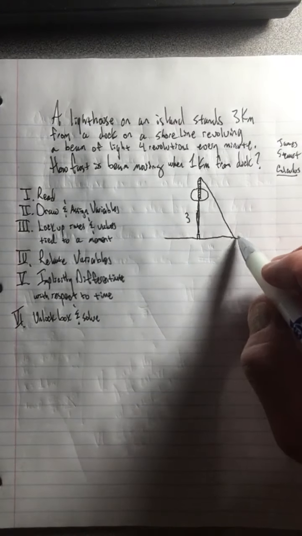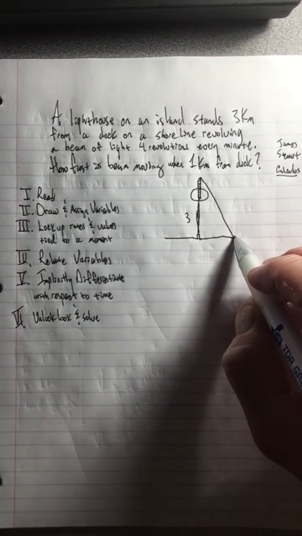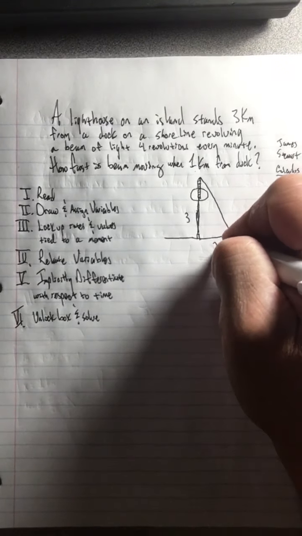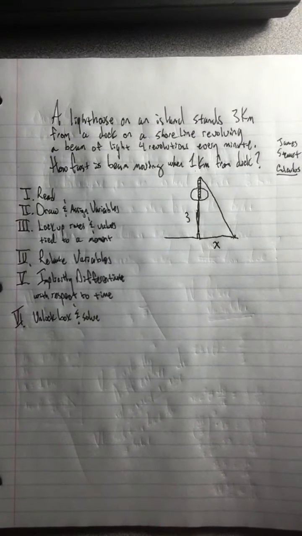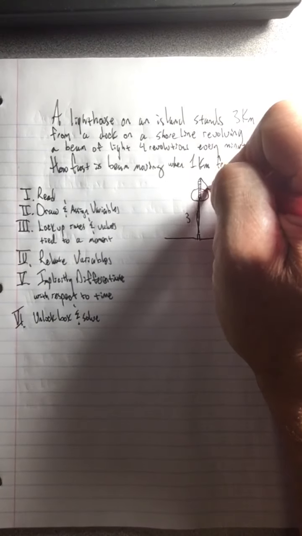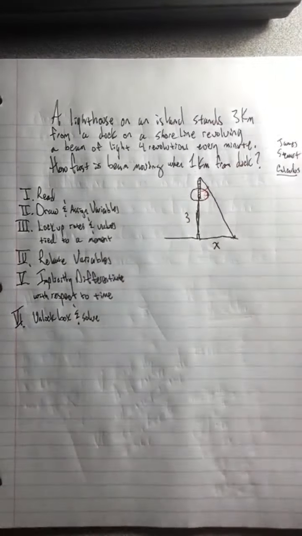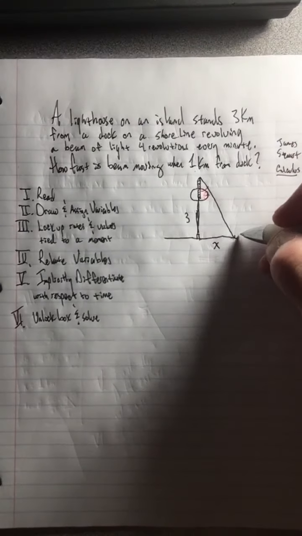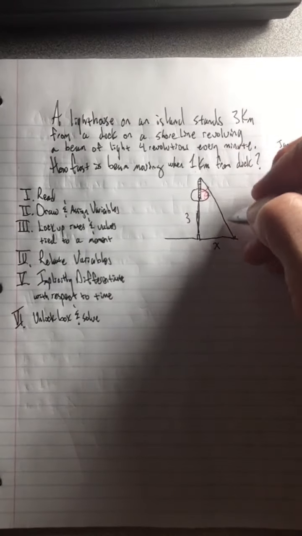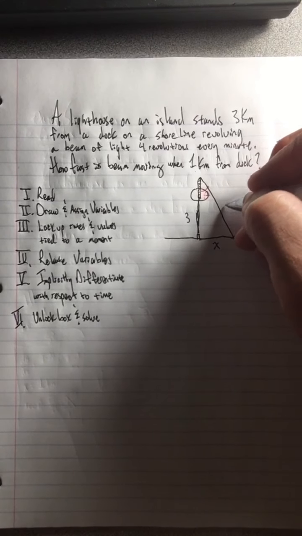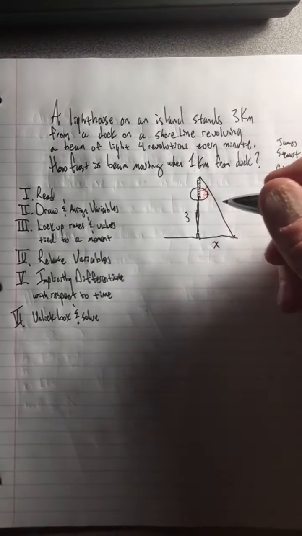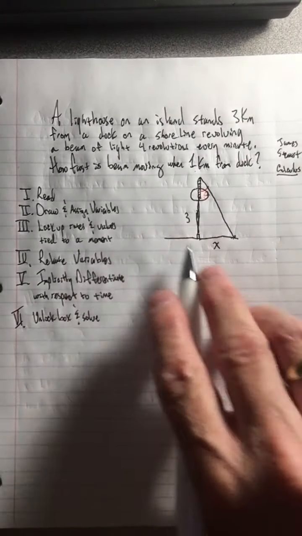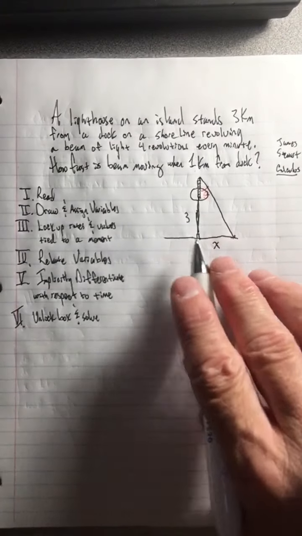But this distance x is obviously going to be important because at one point in time, the beam is 1 kilometer from the dock. So I'm going to assign a variable to that. Then the other thing that's obviously important is the fact that it's revolving, so this angle theta. Because we're given this information about revolving, that angle is important. We might also label this hypotenuse Z or H since it's changing too, but I don't think we're going to need it, so I'm not going to worry about it. Now step 2 is done because we've drawn the diagram and we've assigned variables.